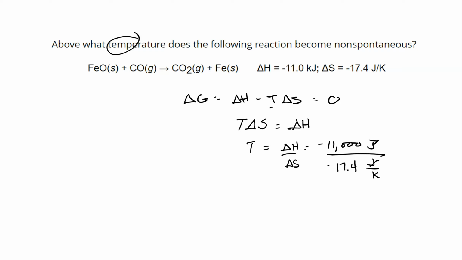Joules is going to cancel, so we have 1 over K, which is just K as our unit, and so temperature solves to 632 Kelvin in this case. And if it was asking for Celsius, you just subtract 273.15 from that. So nice way to warm up, get started here.